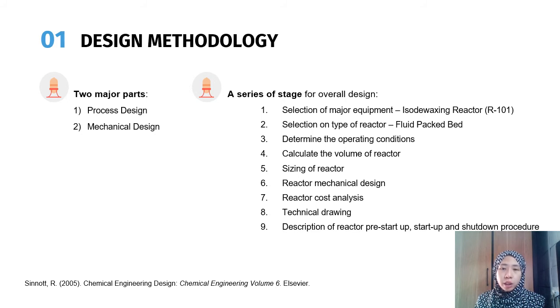First, selection of major equipment, isodeoxane reactor. Second, selection of type of reactor. We are going to use fixed packed bed. Third, we are going to determine the operating condition. Fourth, calculate the volume of reactor. Fifth, sizing of reactor. Sixth, reactor mechanical design. Seventh, reactor cost analysis. Eighth, technical drawing. And lastly, ninth, description of reactor pre-startup, startup, and shutdown procedure.